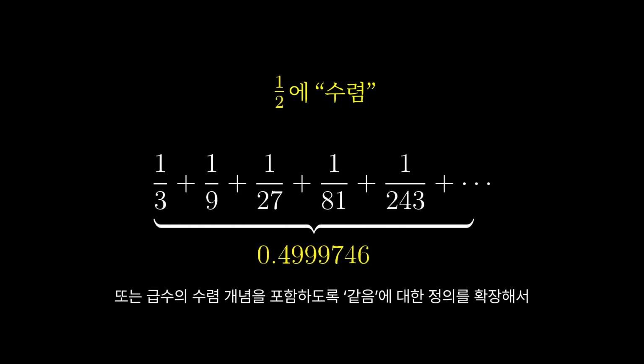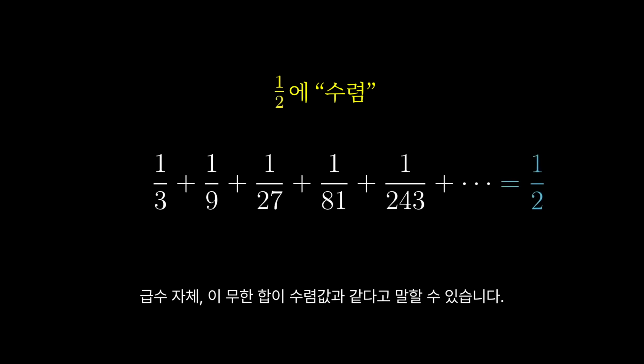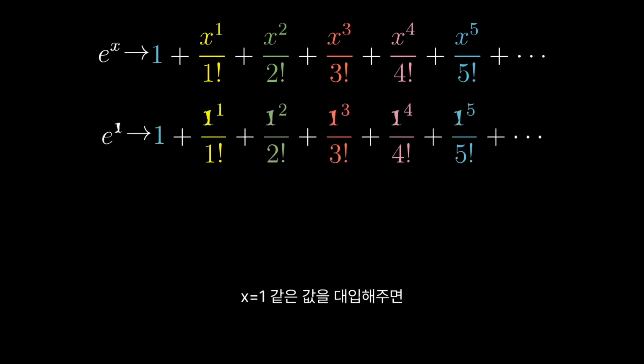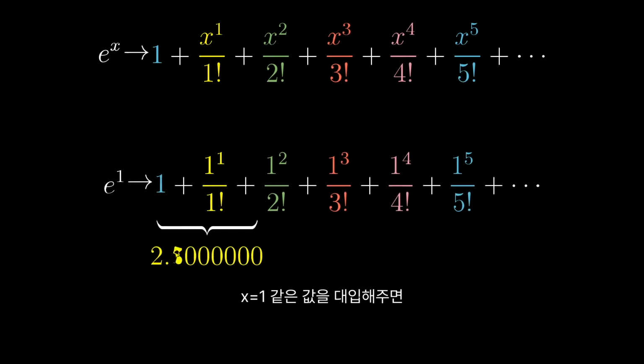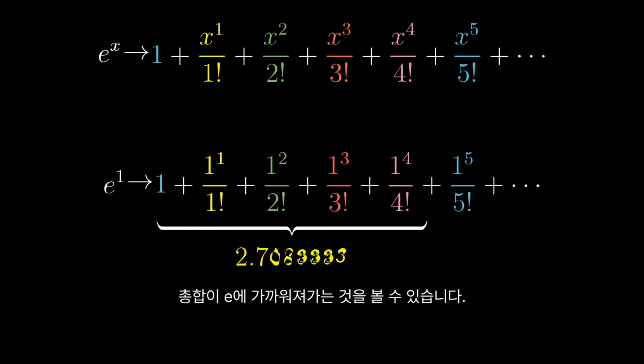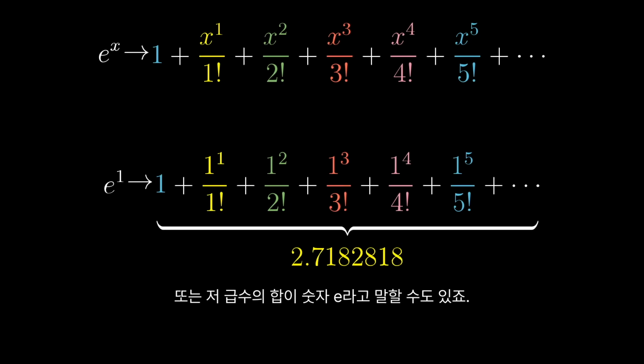Or, if you're comfortable extending the definition of equality to include this kind of series convergence, you'd say that the series as a whole, this infinite sum, equals the value that it's converging to. For example, look at the Taylor polynomial for e to the x, and plug in some input, like x equals 1. As you add more and more polynomial terms, the total sum gets closer and closer to the value e.